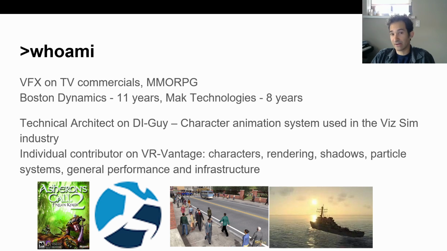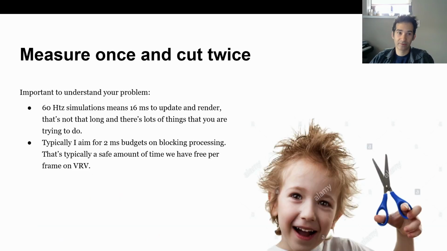I worked on the character infrastructure, the rendering, the shadows, the particle systems, and just generally trying to keep the product running quickly. So it's really important when you're building these kinds of simulations or game engines that you understand your problem. Your problem is that you have 16 milliseconds or even less to present a frame to the end user. If you're doing VR, you have even less time. Some games are locked at 30 hertz instead, and actually that leaves you a lot more breathing room.